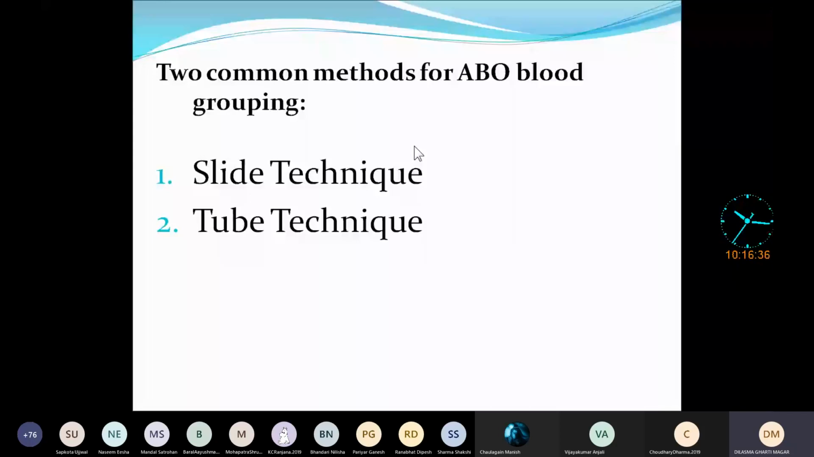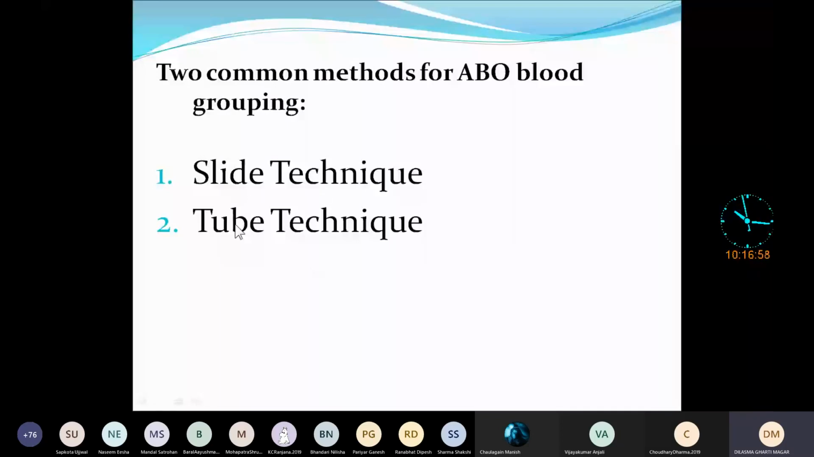So here, the slide technique and the tube technique. In the slide technique, we'll take a glass slide and we'll put a drop of the blood. Usually for the A and B blood grouping, we'll take a drop of the blood, and also for the Rh grouping. In that way, that is known as the slide technique.